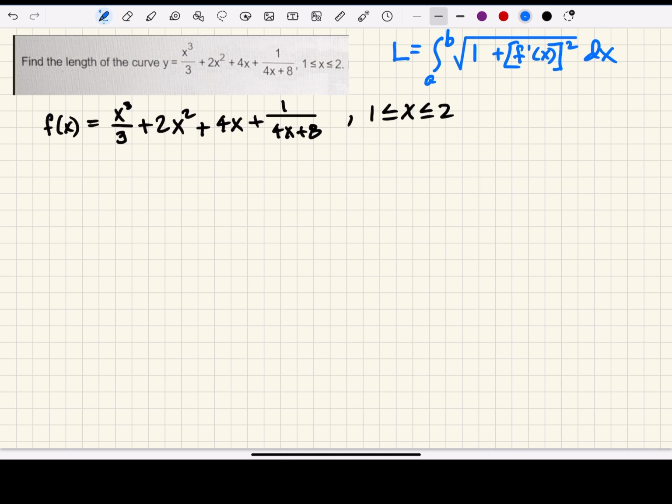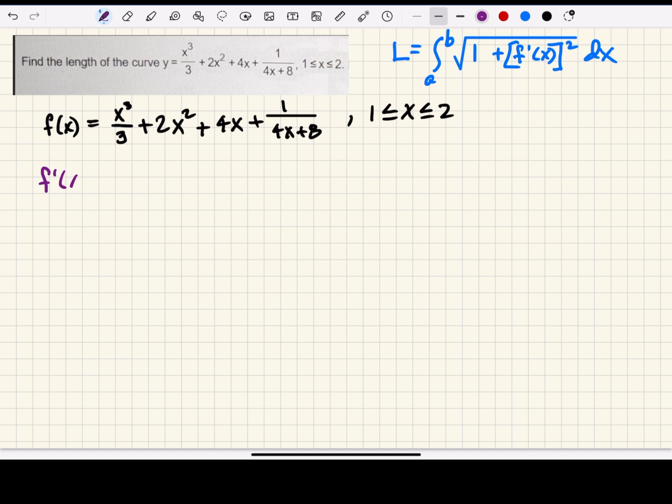Find the length of the curve y equals x cubed over 3 plus 2x squared plus 4x plus 1 over 4x plus 8, where x is between 1 and 2. We have a formula for arc length, and that is the integral from a to b of the square root of 1 plus the square of the first derivative of the function dx. So the first thing we would need to do is find the derivative of this function.